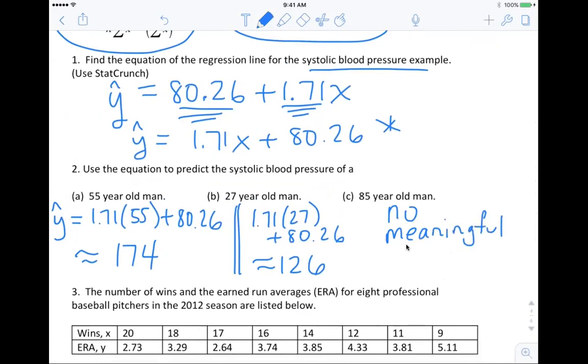And I think when you're doing your homework, you have that option as a choice to select it. So select that option if your number that they're asking you to predict is well beyond the data that's given. Okay, so that's one little thing that could happen.